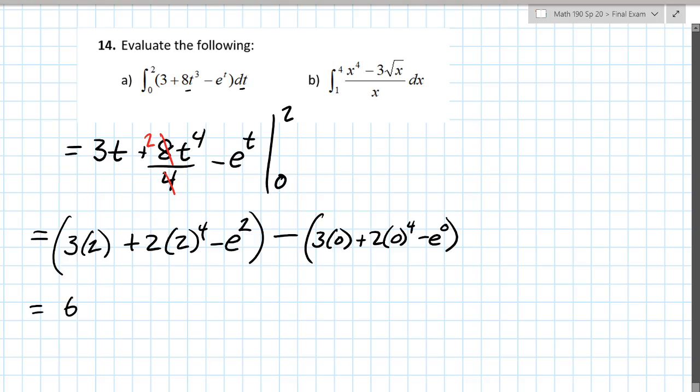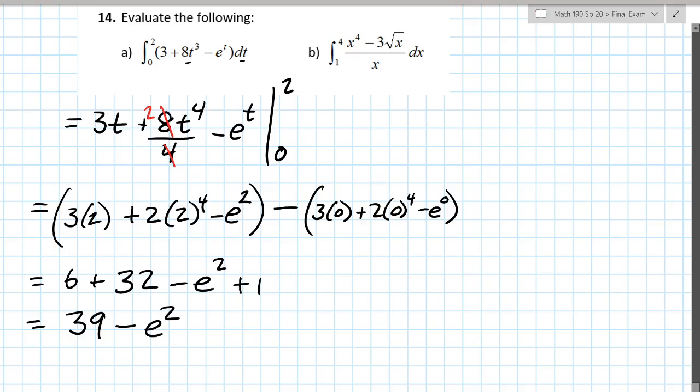So we've got 6 plus, I think that's 32, minus e to the second minus a negative 1. So it looks like 39 minus e squared. And that's my solution.